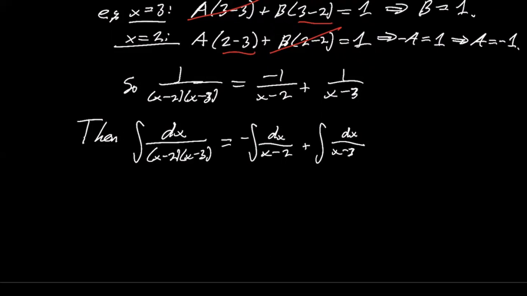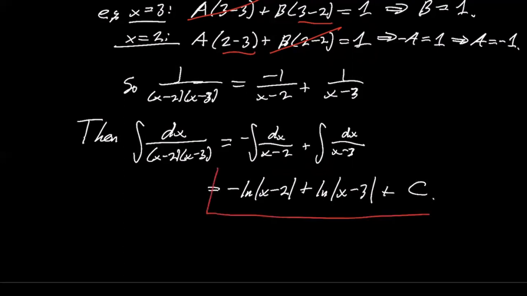Remember, by the way, I could move the dx in and out of the numerator. I could really think it was 1 and then put the dx over here. I'm just writing this for convenience's sake. But the first one is just minus the natural log of x minus 2. And the second one is the natural log of x minus 3 plus c, and we're done. That's it. Okay, so that's the idea.